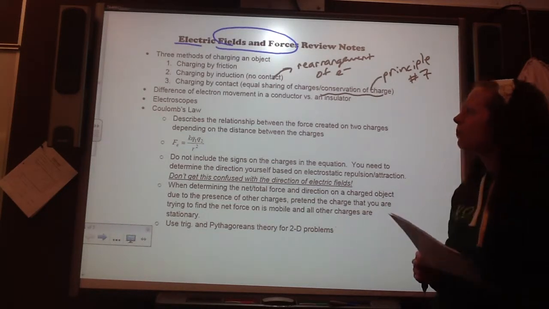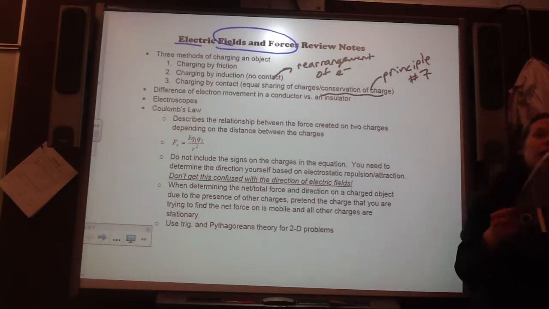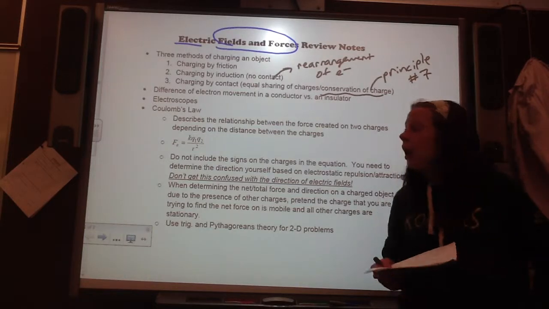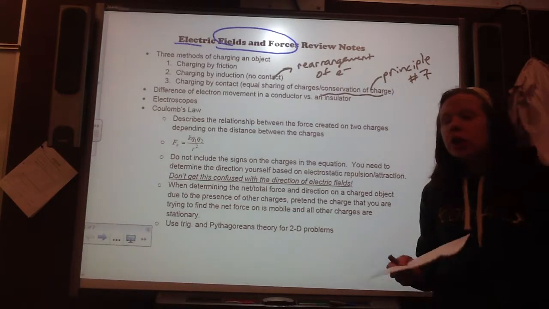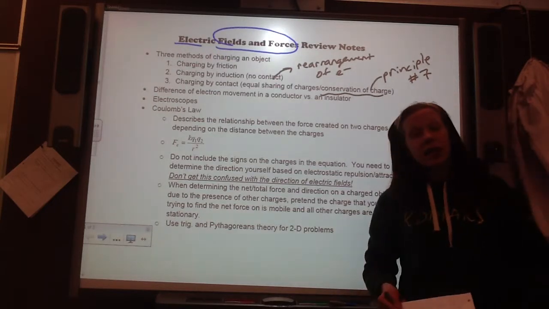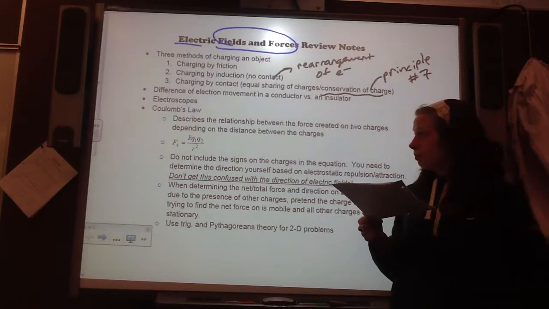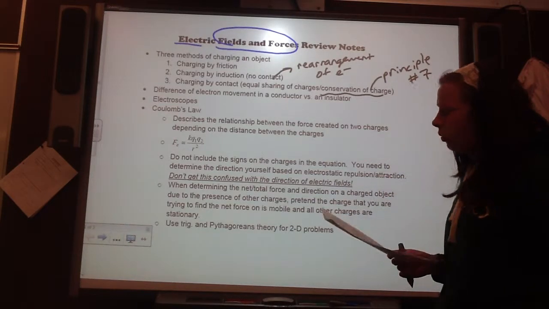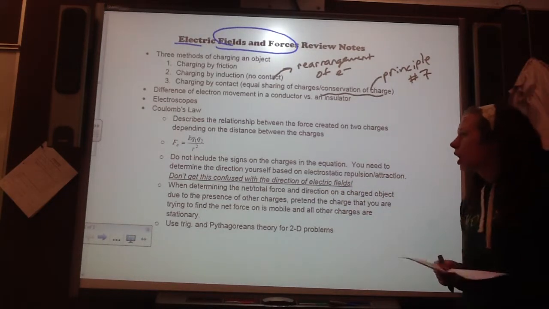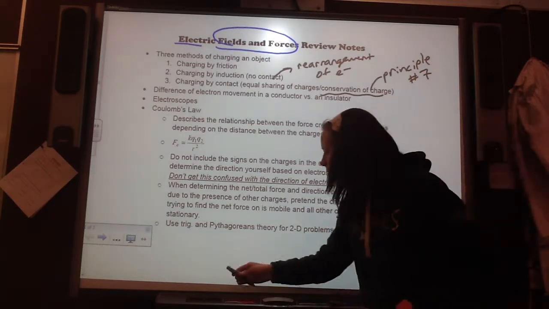We talked about the difference of electron movement in a conductor versus an insulator, so you'll want to review that. We talked about electroscopes and how they show us a really good example of what happens with induction and conduction. So you might want to review that. There will definitely be some questions on your chapter test that have electroscopes.